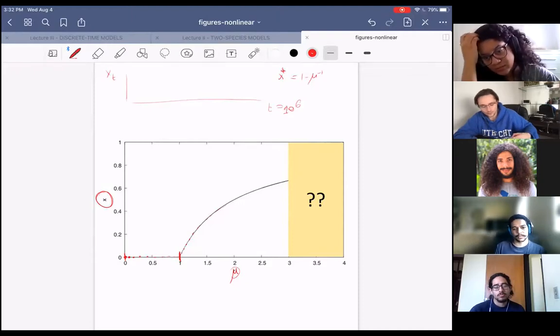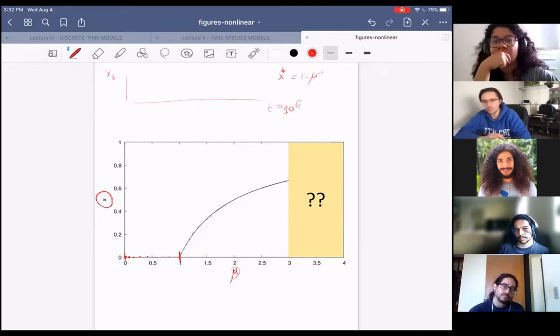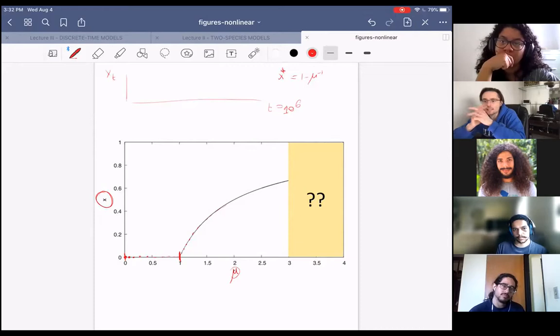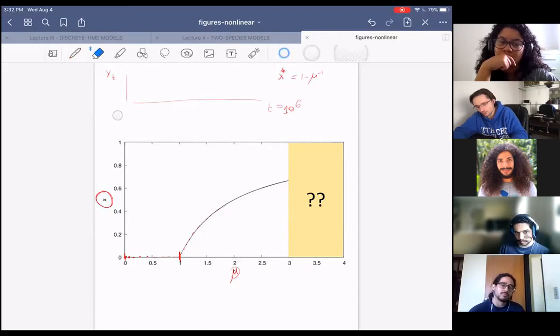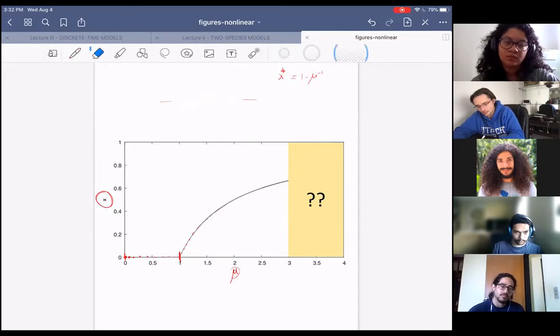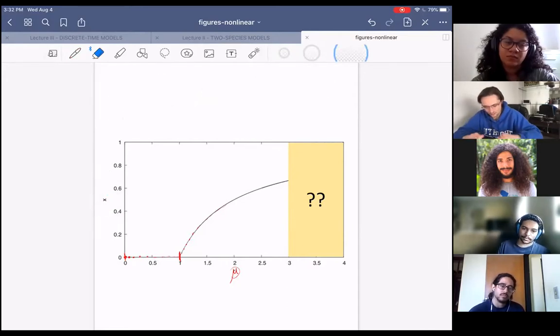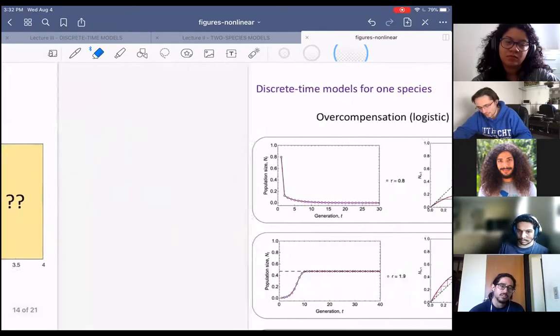And the answer, and I'm going to recommend you a reading after we finish today, the answer is that the behavior of this model becomes extremely rich and extremely complex. So what I have here to show you is basically some analysis I did of this model.